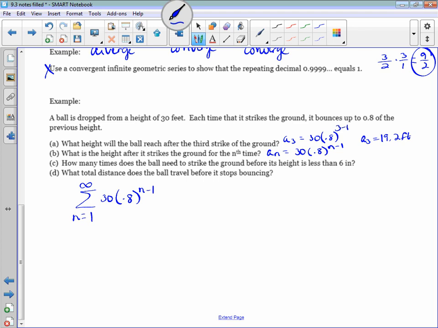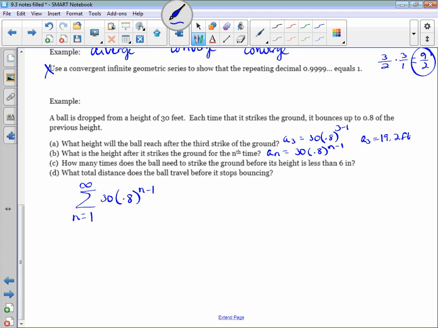Okay, so that formula, A sub n equals 30 times 0.8 to the n minus 1, is giving you one specific height of a bounce. Like the first question there, how high is it going to bounce after the 3rd strike of the ground? We're just finding one height. We're not saying after 5 bounces it traveled this much total distance.